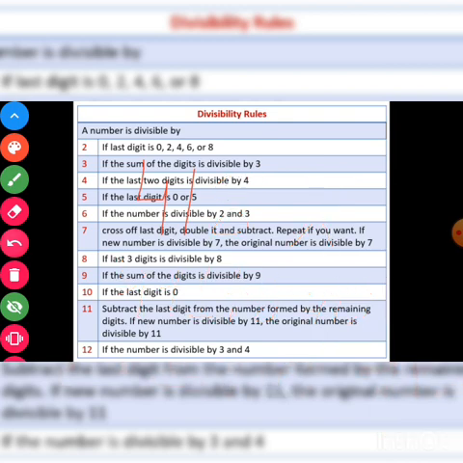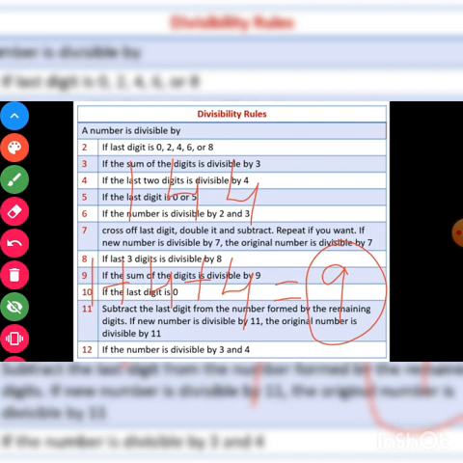Now let us take the next number, 144. First of all, let us check whether it is divisible by 3 or not. For the divisibility test of 3, what we used to do? We used to add the digits of the number. So when you add 1 plus 4 plus 4, you are getting 9. And 9 is divisible by 3. So the divisibility test of 3 has passed.